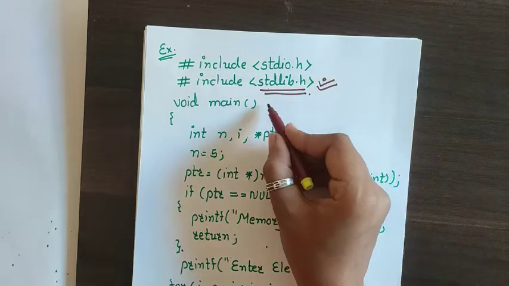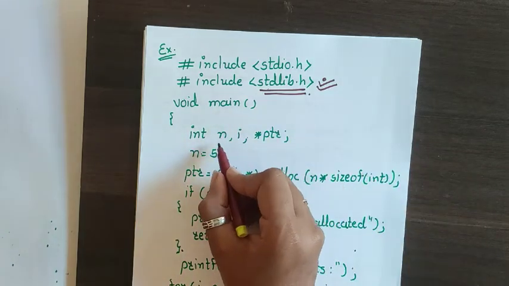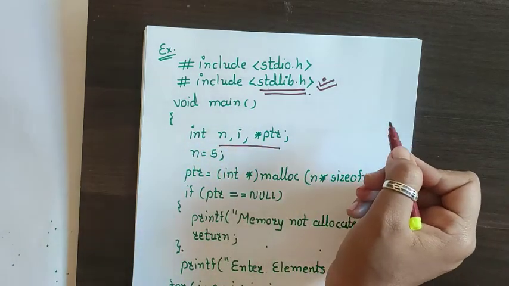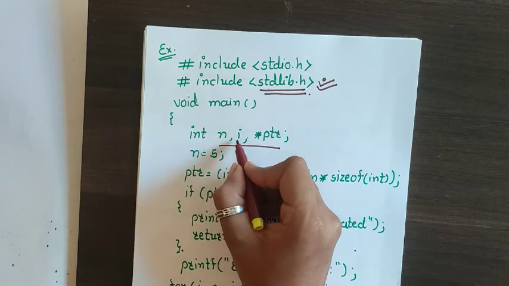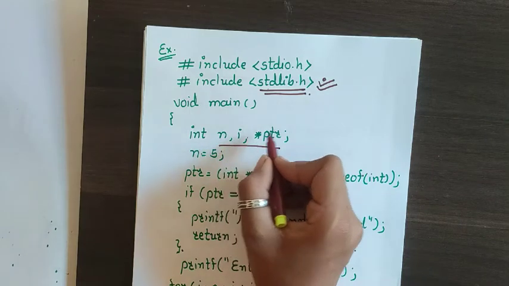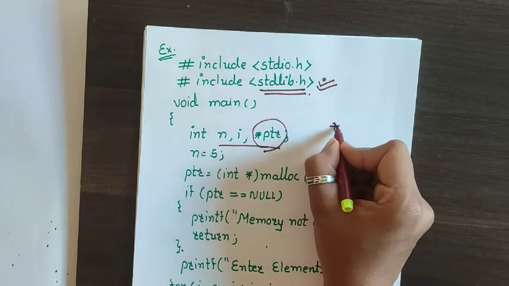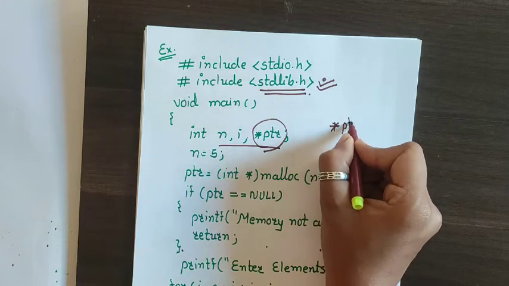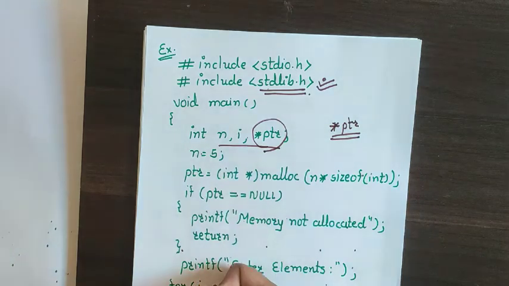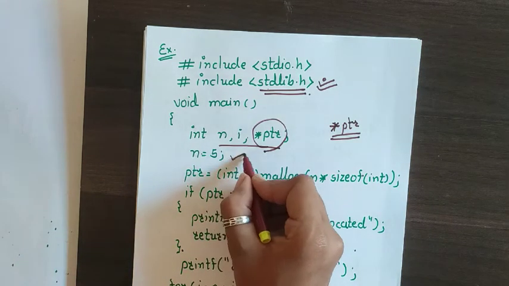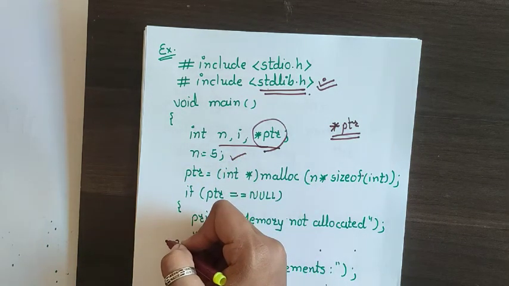Now I am having void main. Here I am initializing variables. Two are normal variables, that is n and i, right? Here PTR is my pointer, so I need to declare it with a star, star PTR. Now I'm assigning a value, that is n is equal to 5.